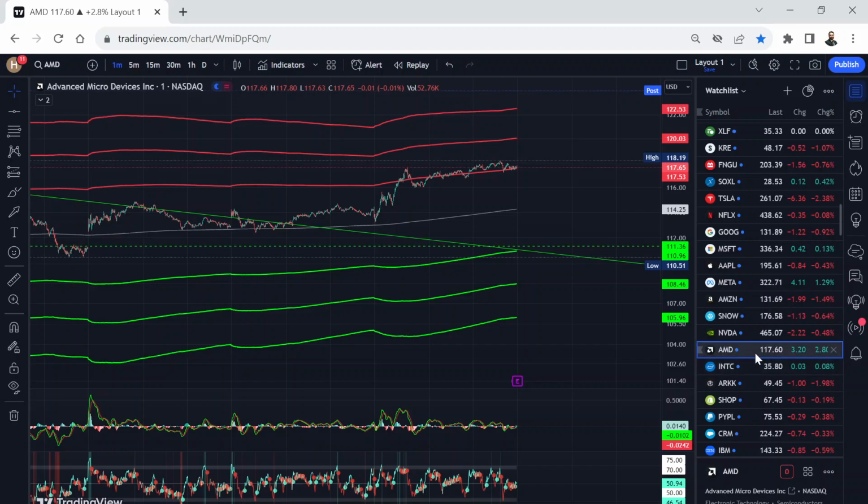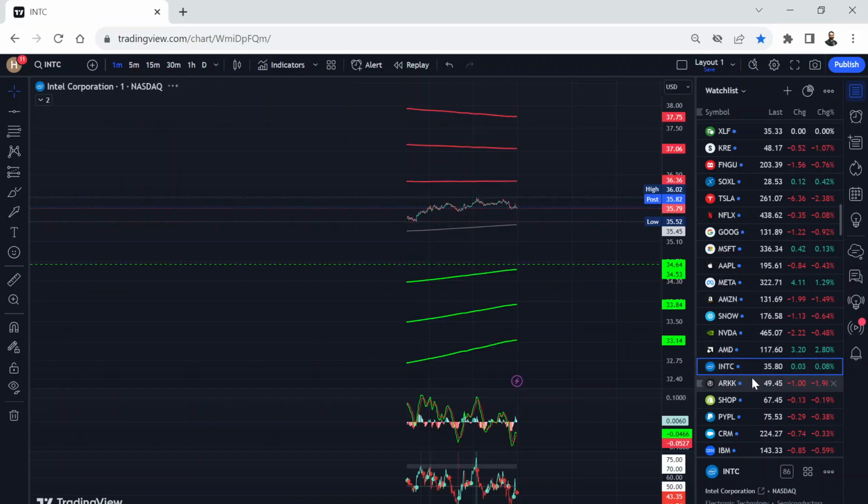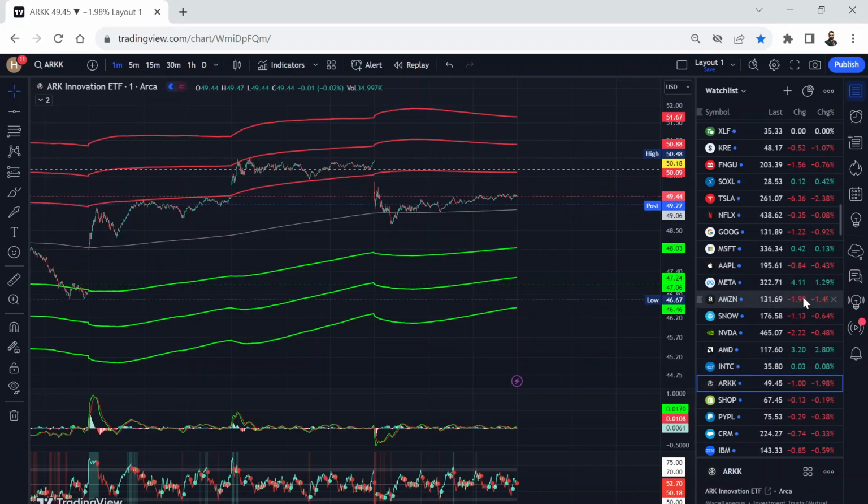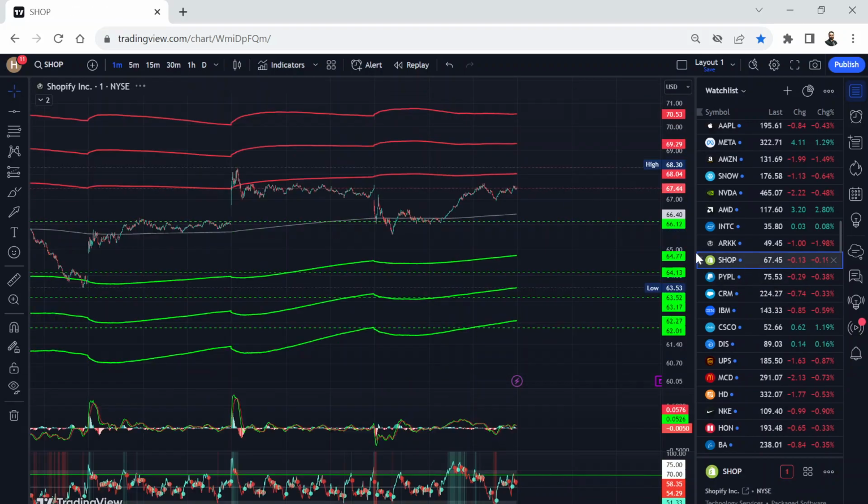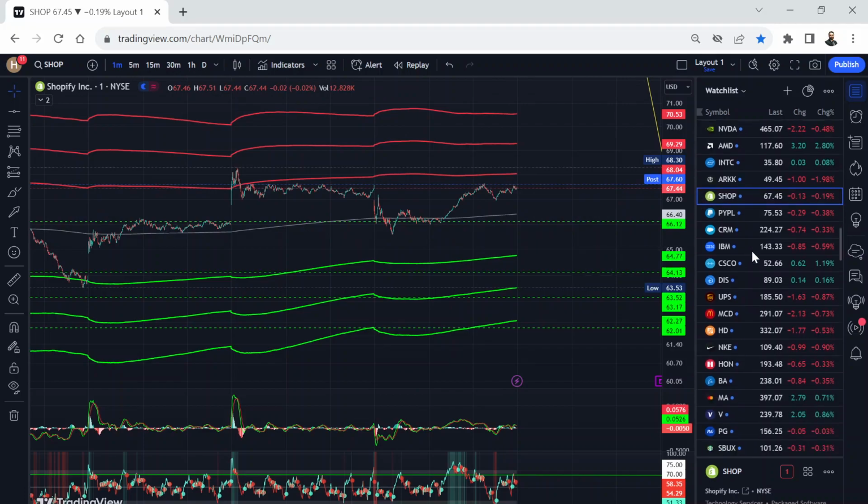So tomorrow looks like it could be a good shorting opportunity. Market open. ARKK in the middle. We don't do anything here. Shopify, very nice recovery, basically in the end of the day, but still away from the buy zone.